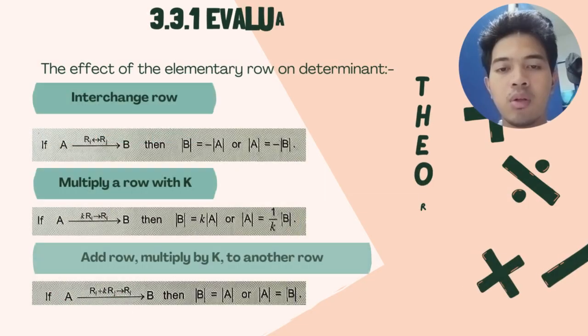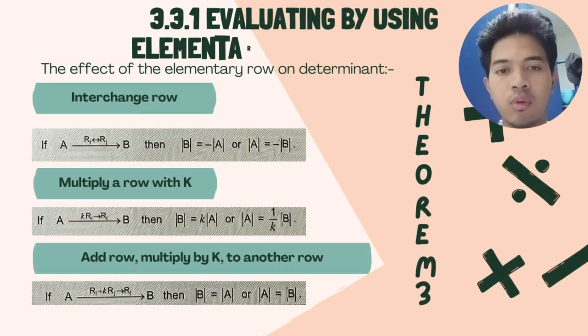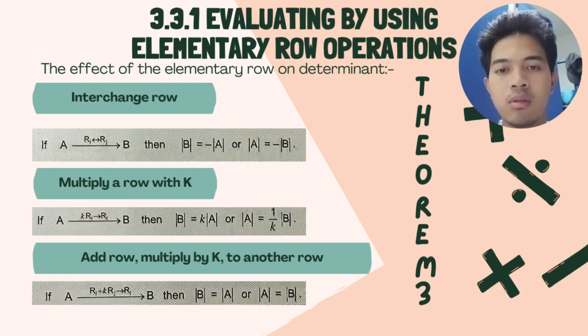First topic, we're going to talk about 3.3.1, evaluating determinants by using elementary row operations. By using Theorem 3, the effects of elementary row operations on the determinant are: interchange rows, which just adds a negative to the determinant. Next, multiply a row by k, which multiplies the determinant by k or 1 over k depending on what we use. Then add a row multiplied by k to another row, which doesn't change anything.